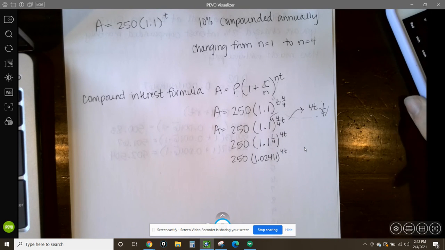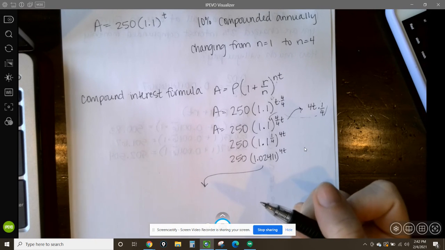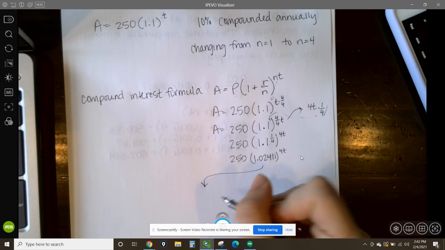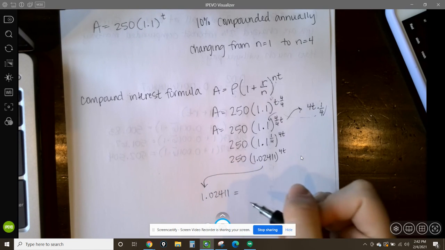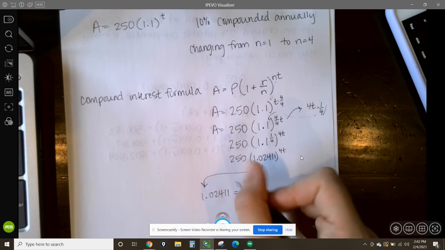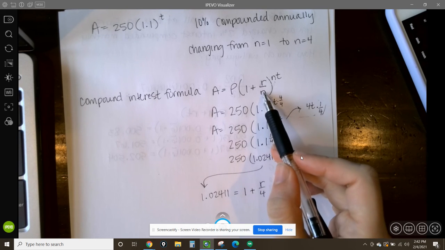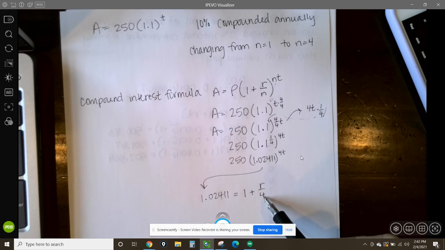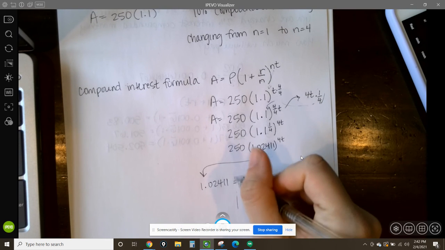Okay, so now what we're going to do is take this number right here, and we are going to figure out what the new rate needs to be. So 1.02411 has to equal this stuff on the inside of the parentheses here, 1 plus r over 4, because we're changing this to a quarterly rate now. We don't want it to be an annual rate anymore. So I need to solve this equation for r.